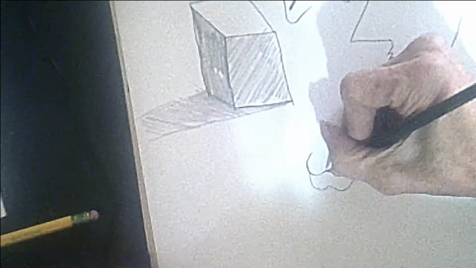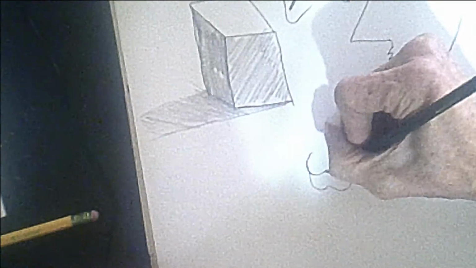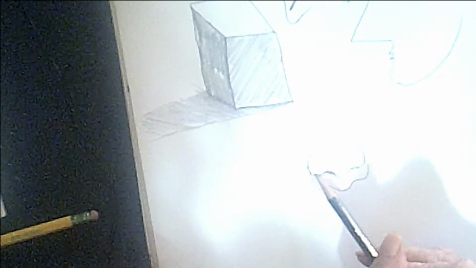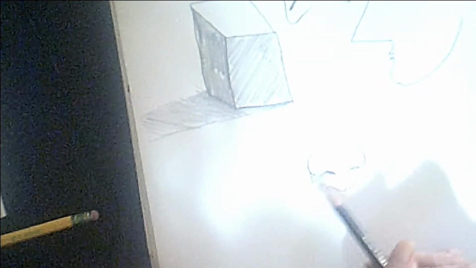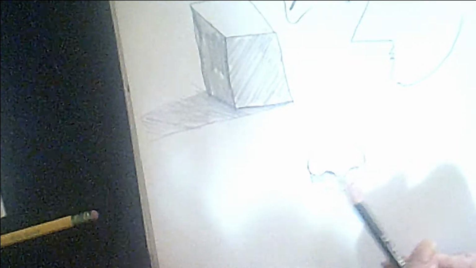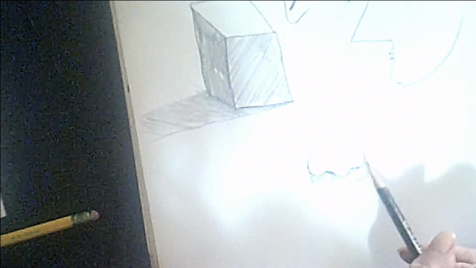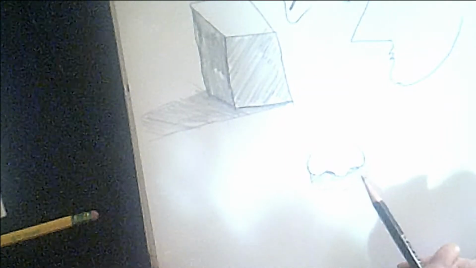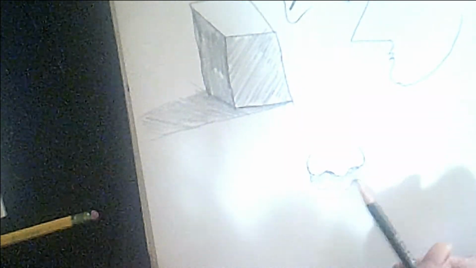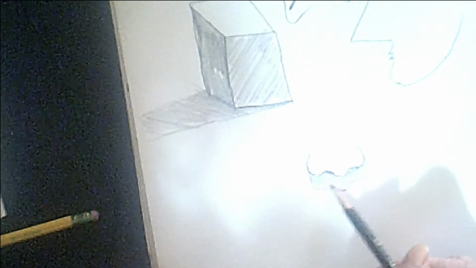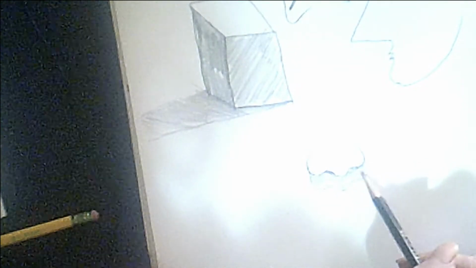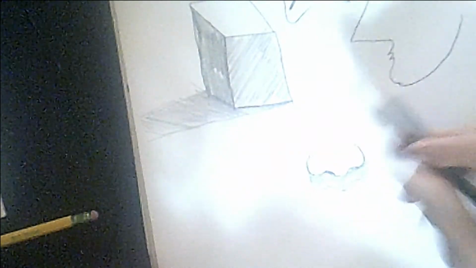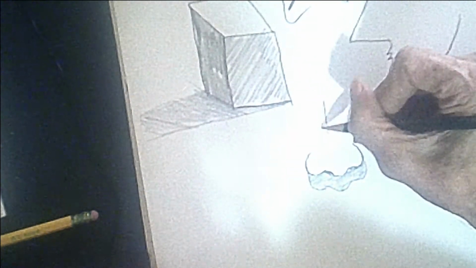Up here, the nostrils are out of sight. Well, that's where it could be darkest. Then it fades gradually into the light. Everybody wants to draw this so dark that it looks almost black. It just doesn't look right. And that is the cast shadow of the nose. My source is coming from here, hitting down. That's casting a shadow underneath it.